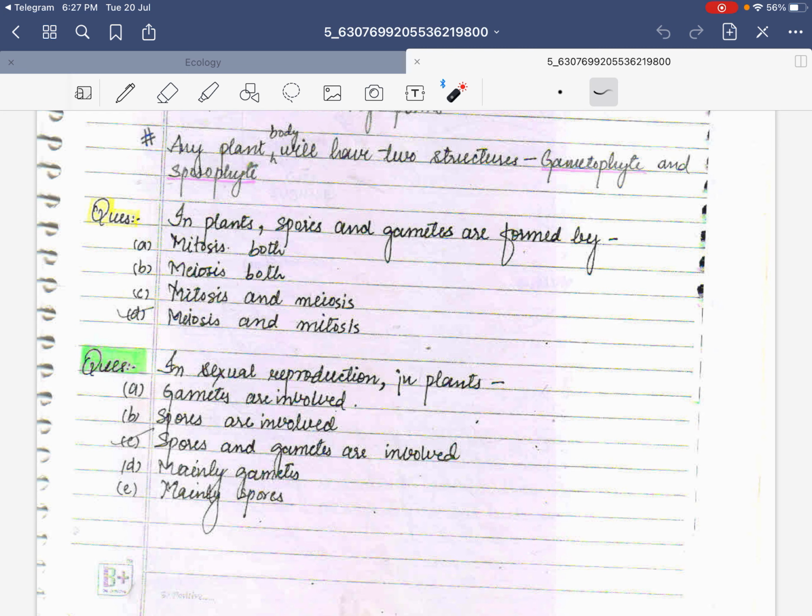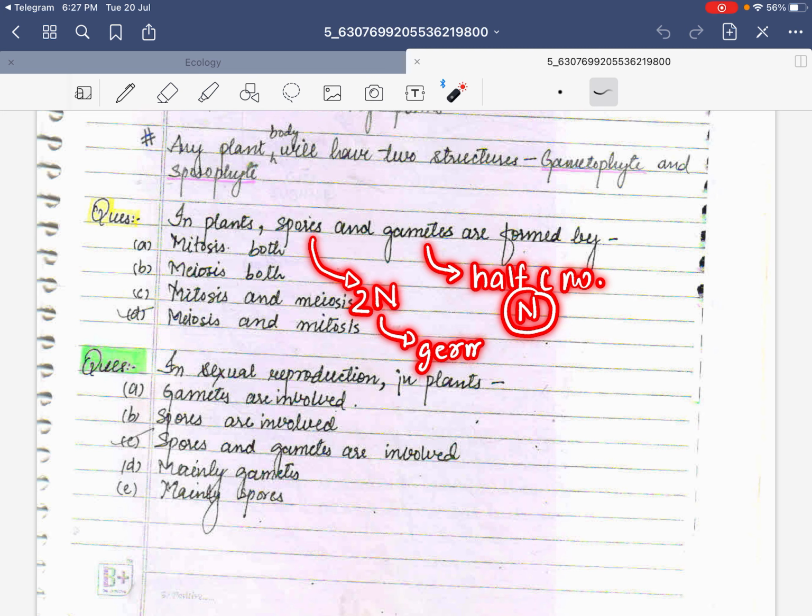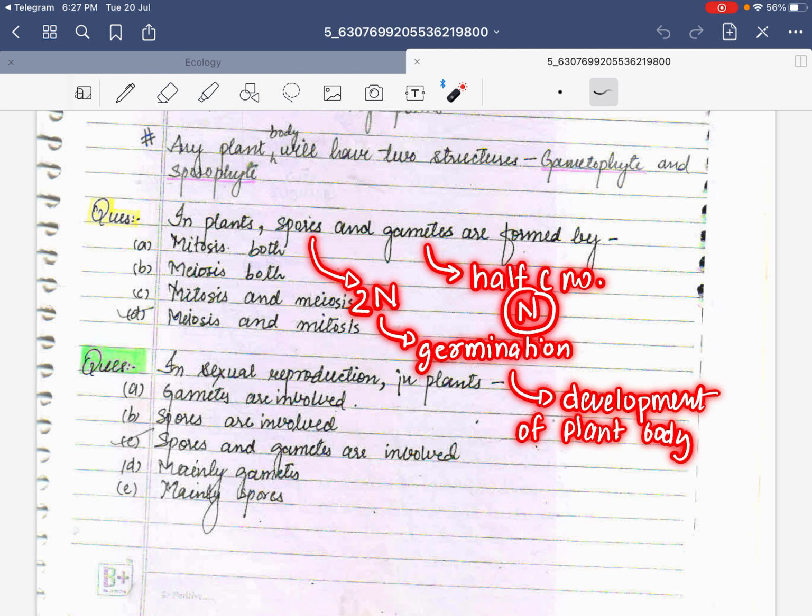meiosis and mitosis. Now, we know that gametes have half chromosome number, that is, it should be n. The spores must also be n? Or shall be 2n? Yes, it should be 2n because its germination will lead to the development of plant body, right? So this should be 2n.